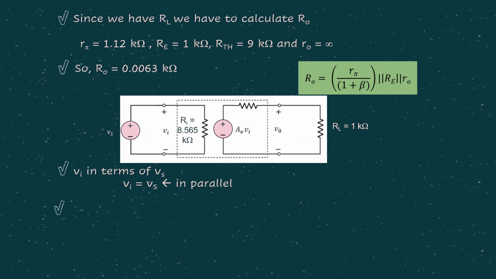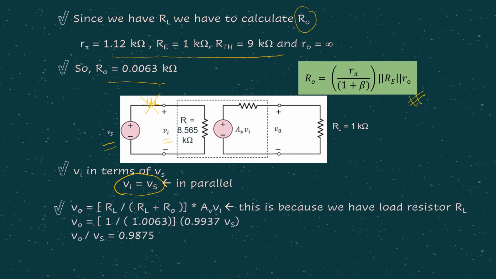So remember, since for this particular example we have a load resistor where we need to do voltage divider later at the output side, it is a must for us to calculate for the R0. We need to calculate for R0, where R0 is given by this formula, right? So once we have all the parameters, we can substitute, then we get R0 is this value. Then from there we can find for VI, which is in terms of VS. For this particular case, since we are not having any resistor here, where VI is actually just in parallel to VS, we can straight away say VI equals to VS. No need to do a voltage divider.